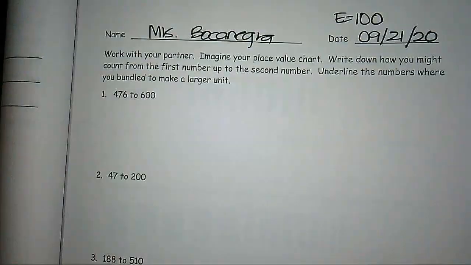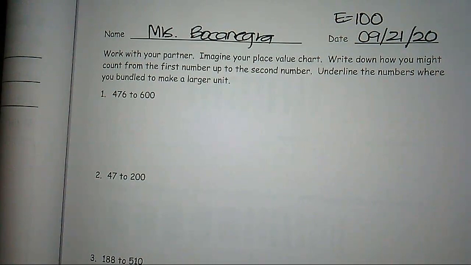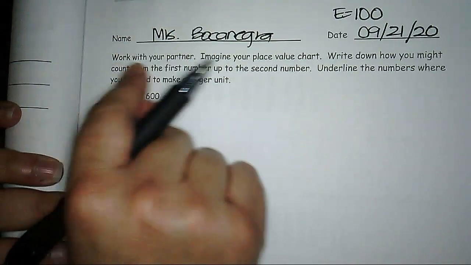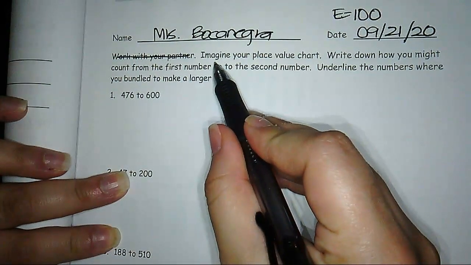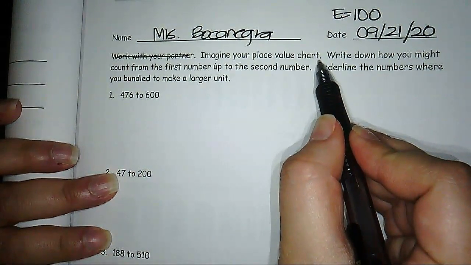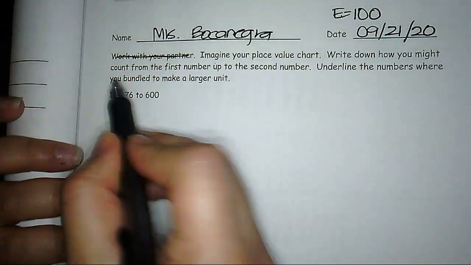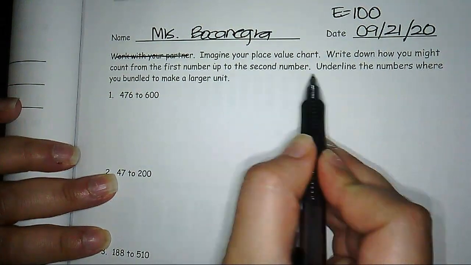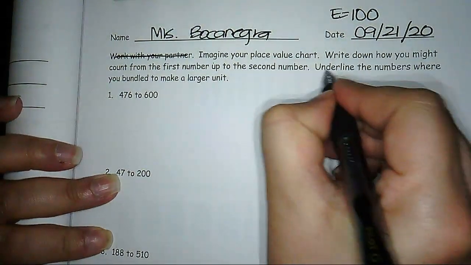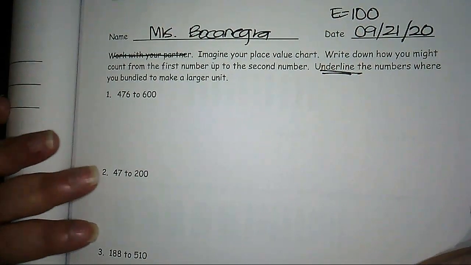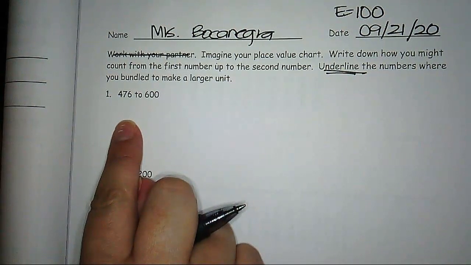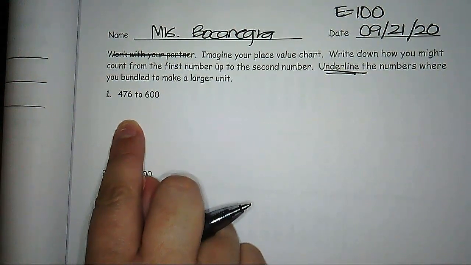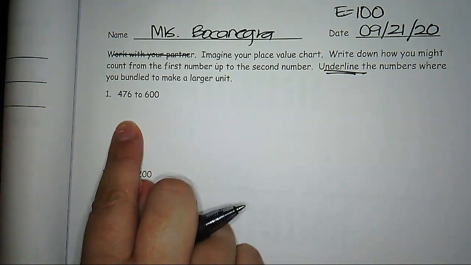And here it says, if we always, always, always read the instructions, boys and girls, it says, work with your partner, but we're not going to work with our partner. So cross that off. Imagine your place value chart and write down how you may count from the first number to the second number. And you have to underline the numbers where you bundled to make a larger unit. So we already did this one in the video, but now we actually practice counting.